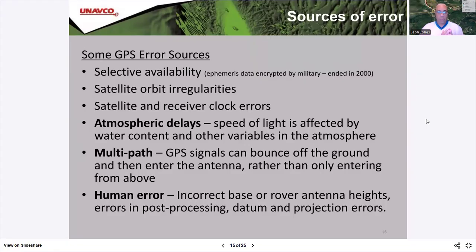And you have multipath, where you have GPS signals. What happens is they can bounce off the ground and then enter the antenna rather than only entering from above. Then you have human error: incorrect base or rover antenna heights, errors in post-processing, datum and projection errors.